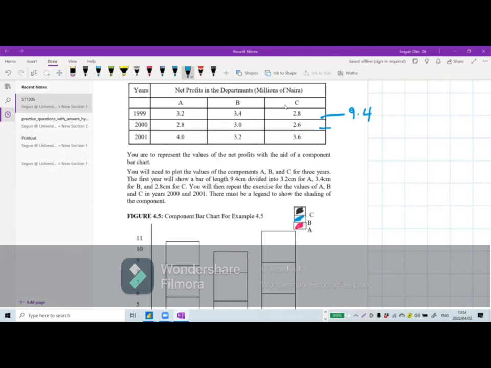5.8 plus 3.0 plus 2.6 gives you 8.4. The last one? 10.8.